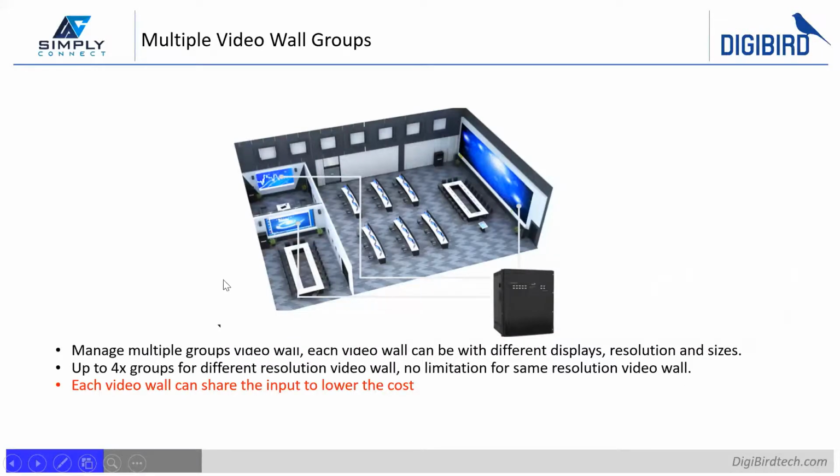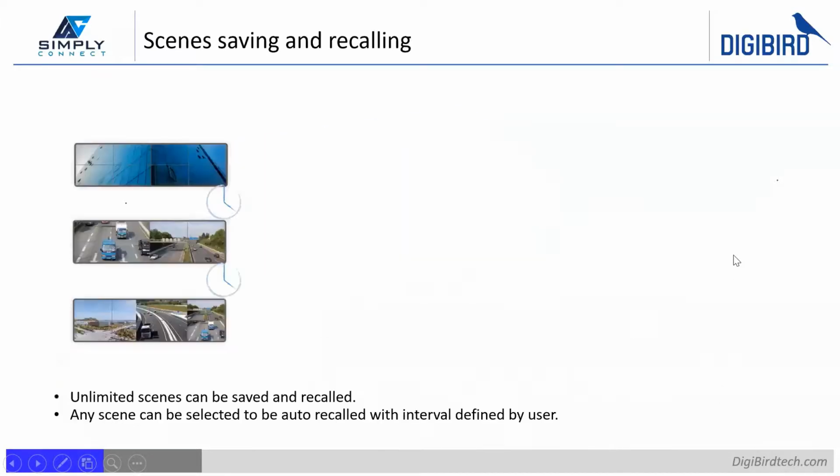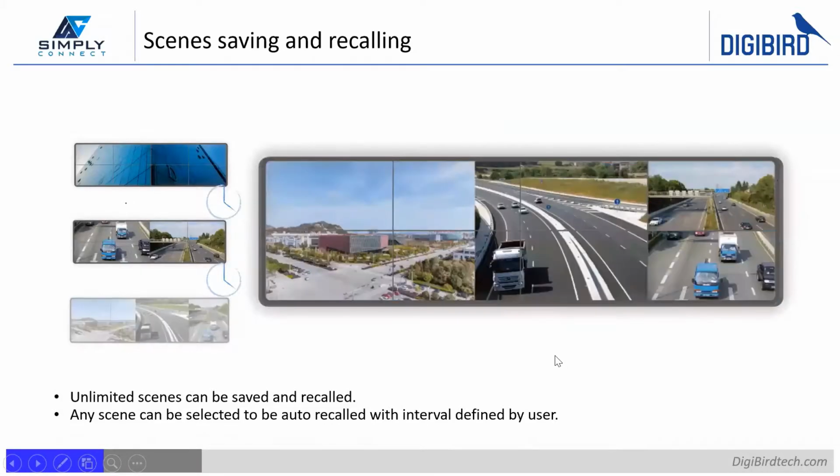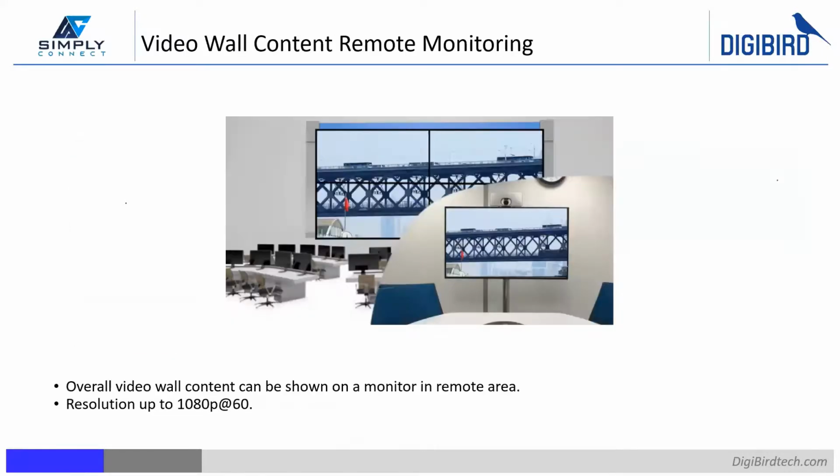Okay. Then for Digibird, it can support up to 4 groups of different resolution video walls. If it's the same resolution, it's kind of unlimited, no limitation on the number of video walls it can form or you can control. Then scene saving and recalling, similar to A10, is profiling, so we can create different presets and call them later.